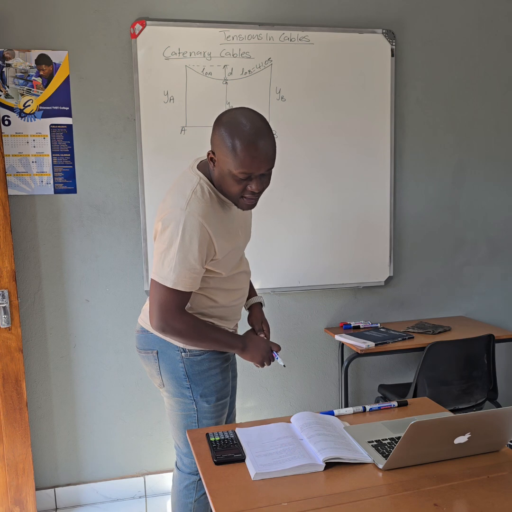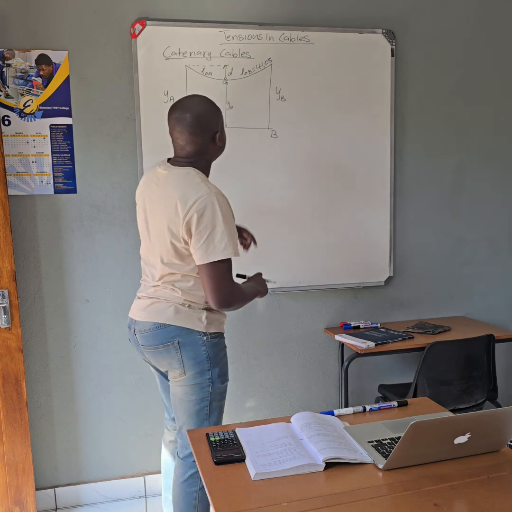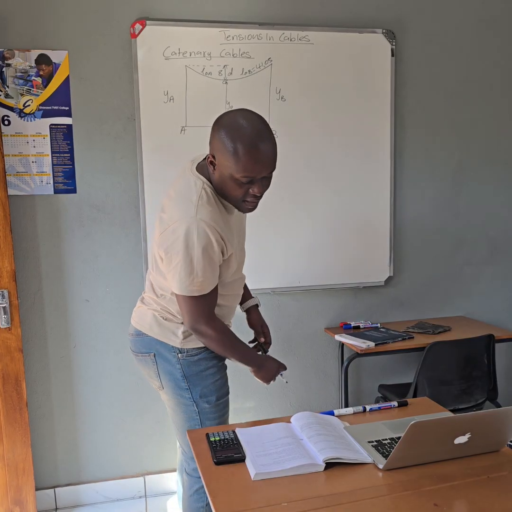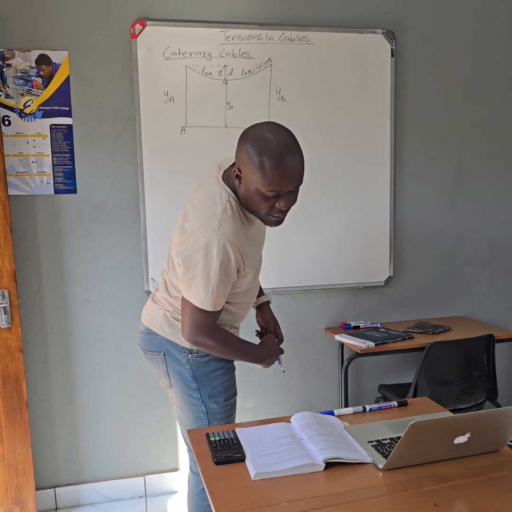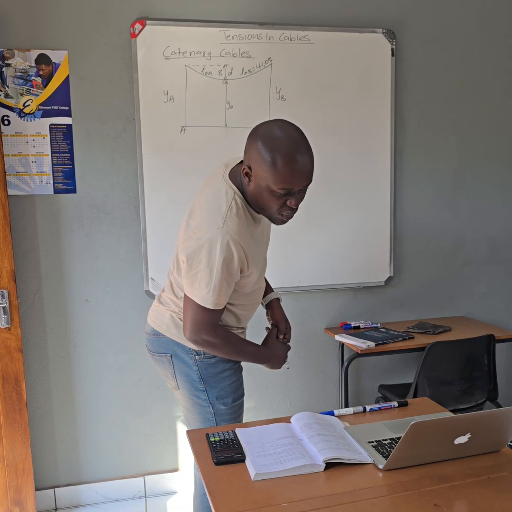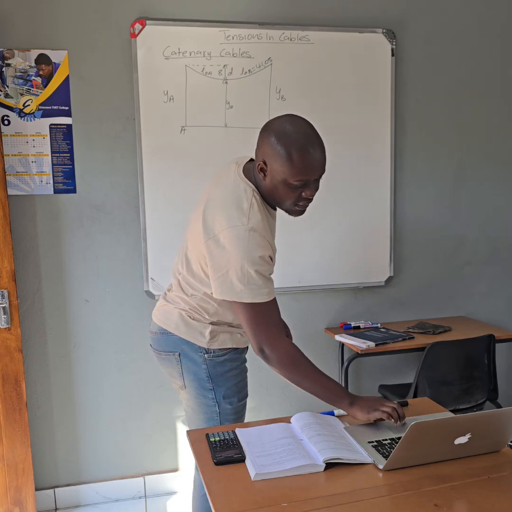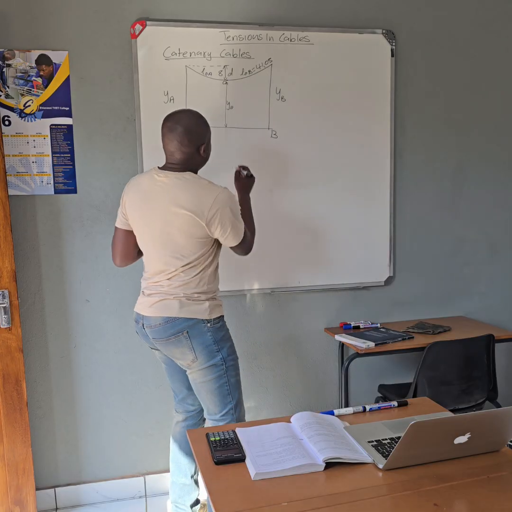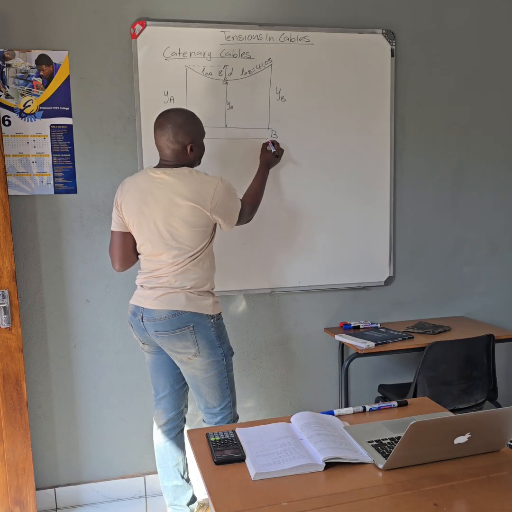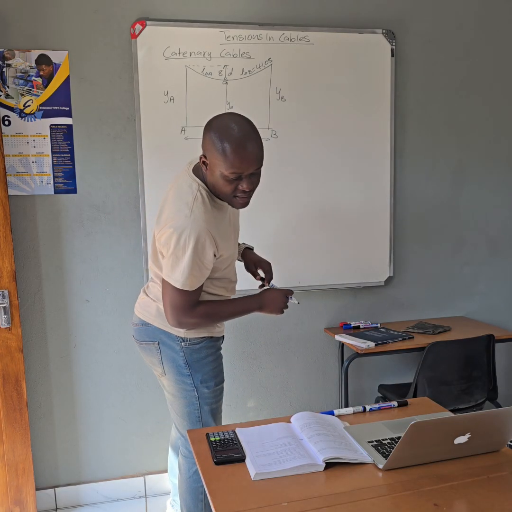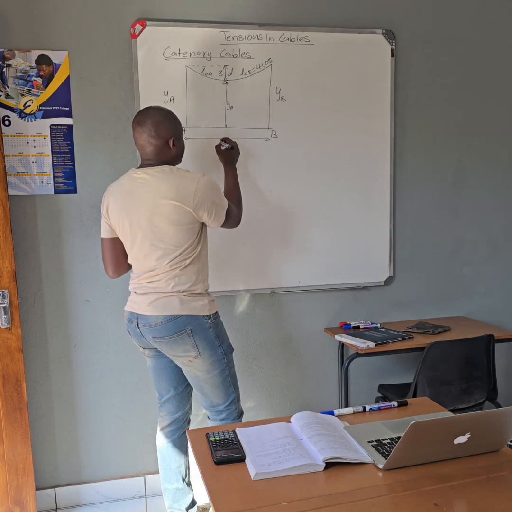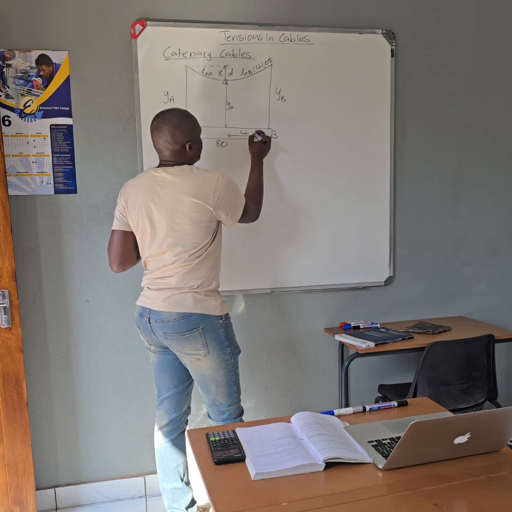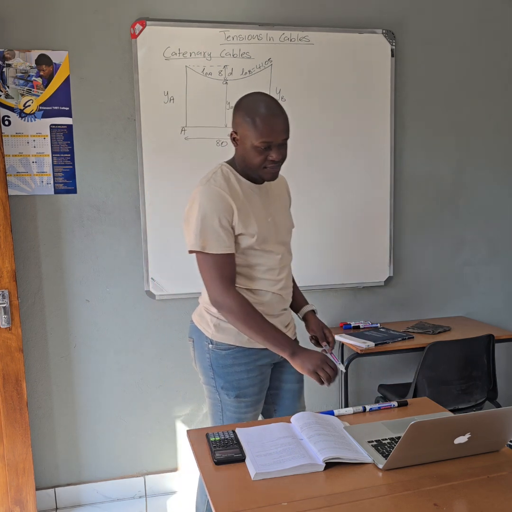Also, you are given the sag D. You will see it is equal to 8. Then you are also given the distance between the supports. We are given the distance between the supports, the distance from here to there. We will see it is 80, meaning that the distance from here to there is going to be equal to 40.